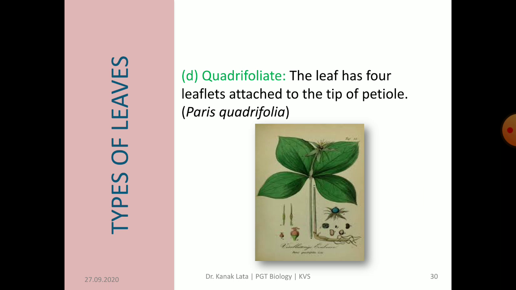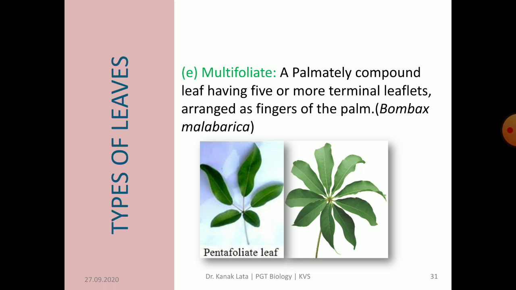Next palmately compound leaf is quadrifoliate. Quadri means four. So it has four leaflets attached at the tip of the petiole, and commonly it is seen in Paris quadrifolia, and it is given in the figure. The last type of palmately compound leaf is multifoliate, meaning a leaf having five or more terminal leaflets arranged like the fingers of the palm, as in Bombax malabaricum. You may observe in the given figure.